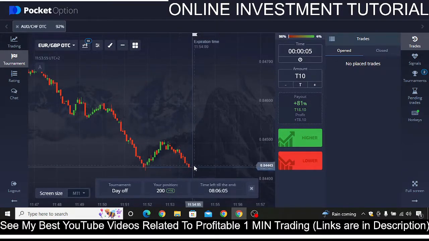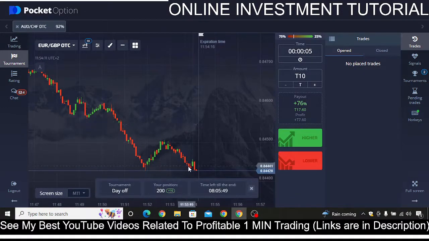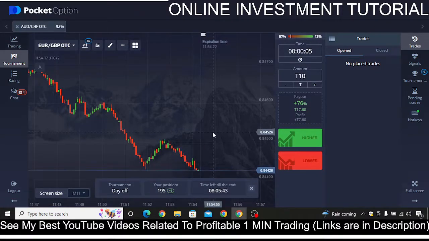Now this is the place where you don't need to take any trade. And if after 2-3 candles this candle starts to move up, then you can start to take a higher trade. Okay, so let's wait for some seconds and see if it starts to move up, or if it still falls below. As you can see here, it is falling down. If it falls from here, then we will start to take a lower trade also. So let's wait for some time and see.